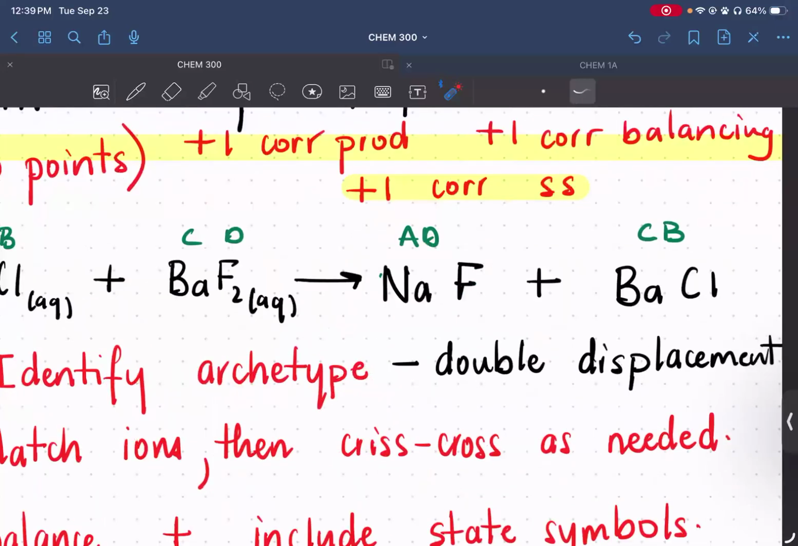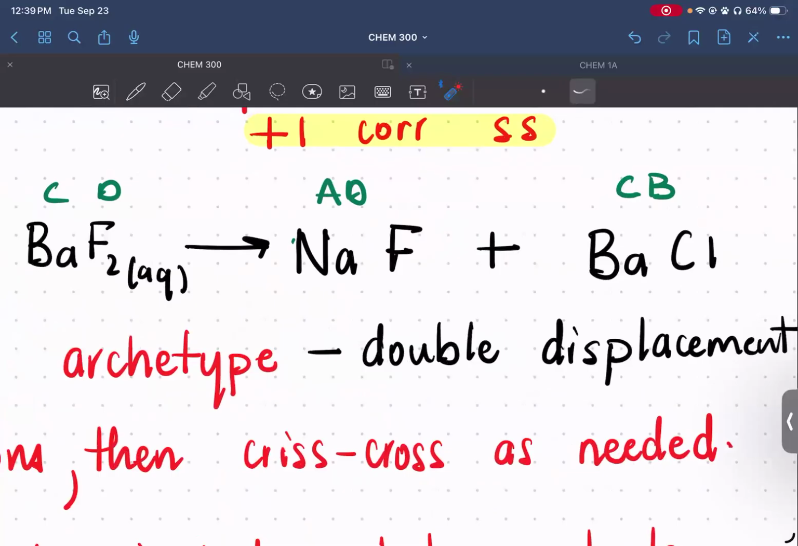Ions are matched. Now we're going to crisscross. As he just pointed out, sodium in group 1 is +1. Fluorine in group 17 is -1. Face values are the same. Crisscross leads to 1-to-1. This is just simply NaF.